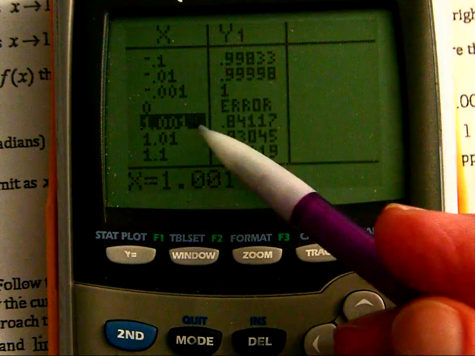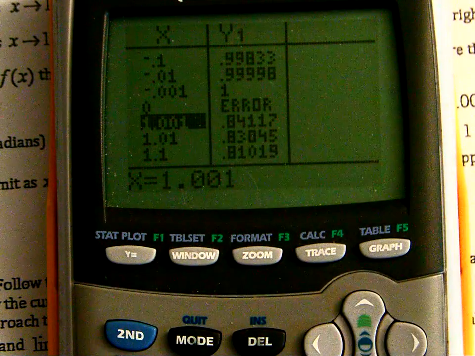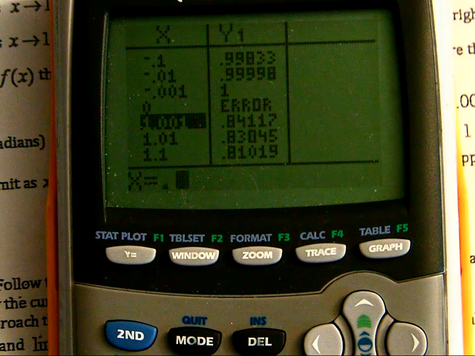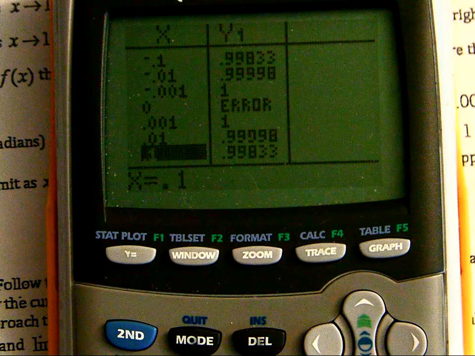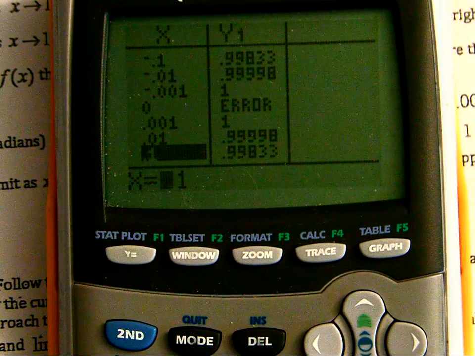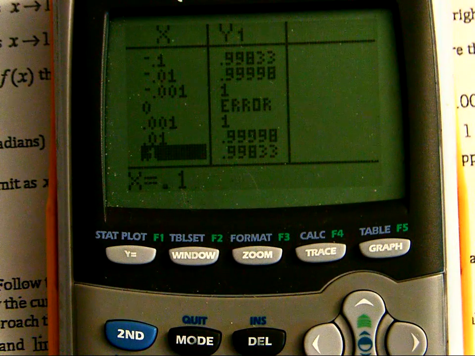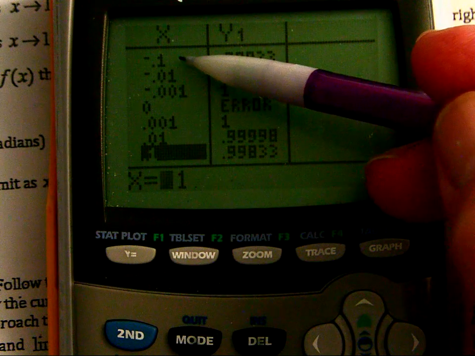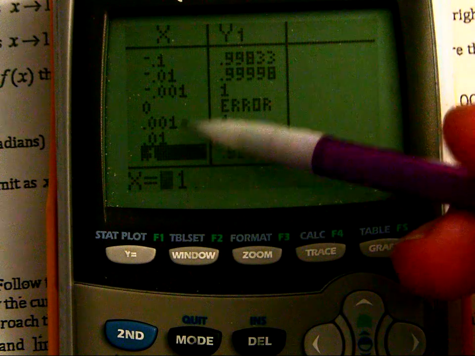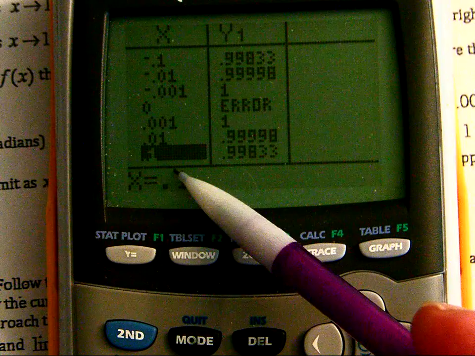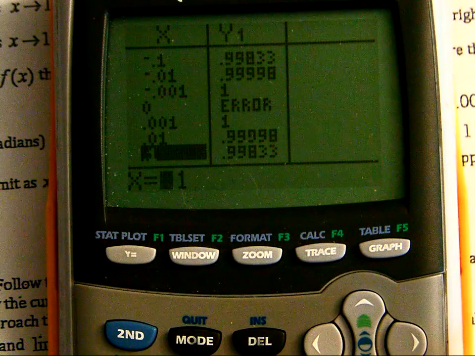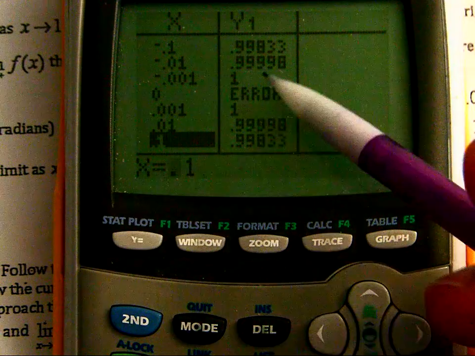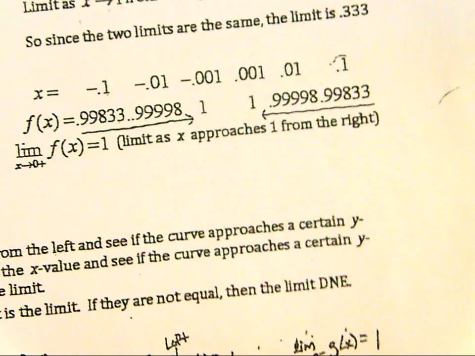Now on the right side of 0, we're going to do the same thing, only kind of backwards. Let's start with 0.001, 0.01, and 0.1. So you can see here we're approaching from the left, so we have negative numbers getting closer and closer to 0. Here we're approaching from the right. As we go backwards here, we're approaching 0 from the positive side. Now you fill in the table. Again, you see those numbers that showed up there, those are numbers we filled into the table.